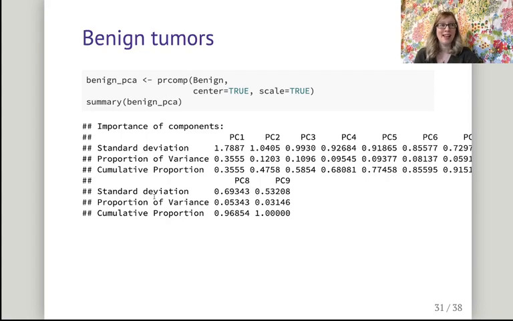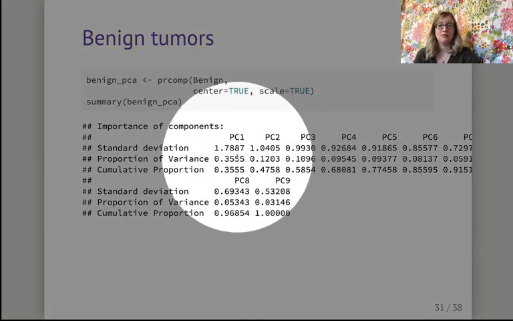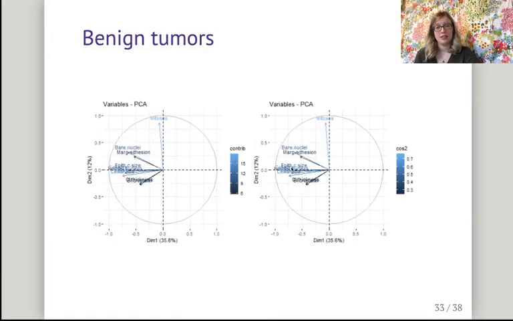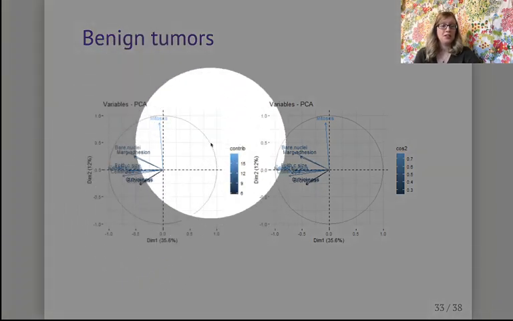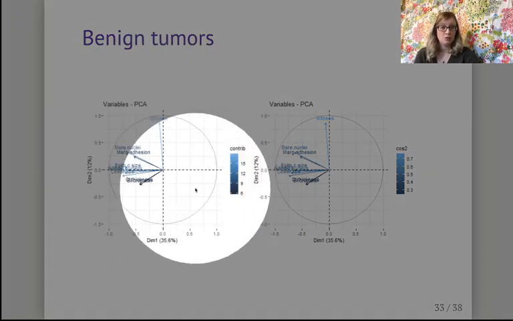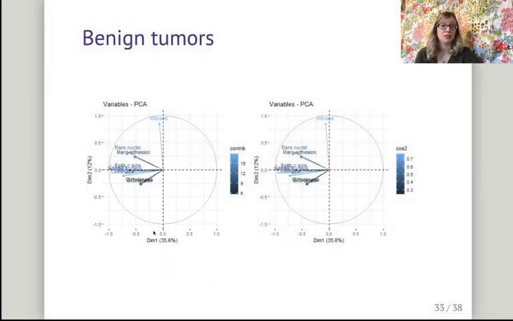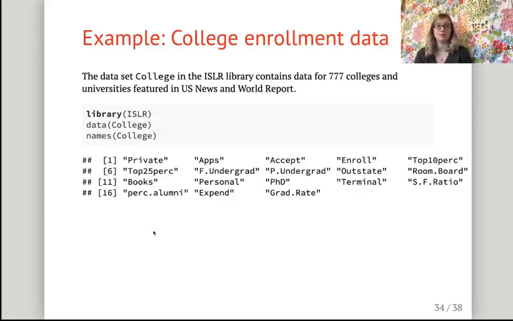Same thing for benign tumors. We're seeing less variation explained with each principal component. So that's a little concerning. We also see different important variables with the benign tumors. So mitosis is very important on the second dimension for the benign tumors, whereas it wasn't as important for the malignant tumors. So that might give us a way to determine which variables we would look at from, say, a cell reading and use to help us determine whether a tumor is actually benign or malignant.